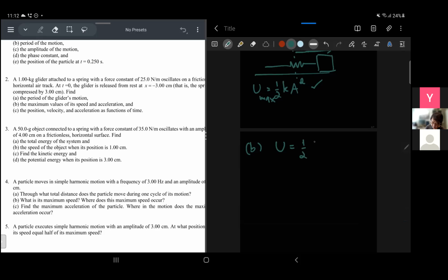Now when you are at 1 centimeter, your potential energy is going to be 1/2 K times 0.01 meter squared, since I turn 1 centimeter into 0.01 meter. This is the amount of energy that you store in potential, so the rest has to go to the kinetic energy. So your kinetic energy will be U max, which you already found in part A, minus the U you just got here. Once you have this number, you equate it to 1/2 mv squared, and that's how you figure out the speed at this point.